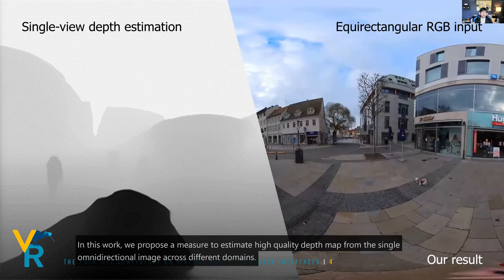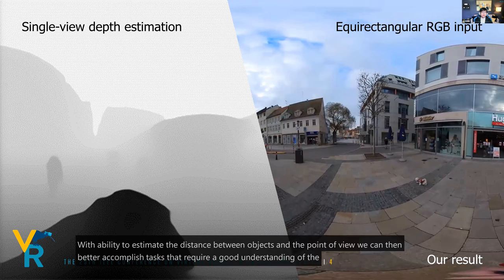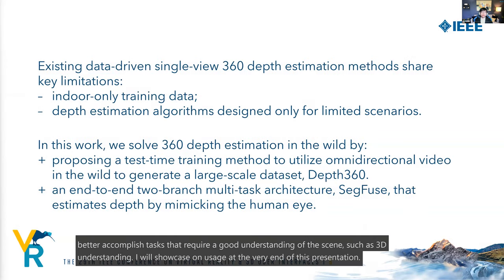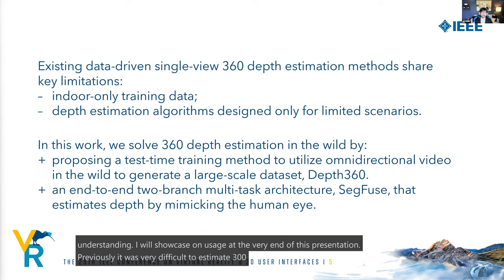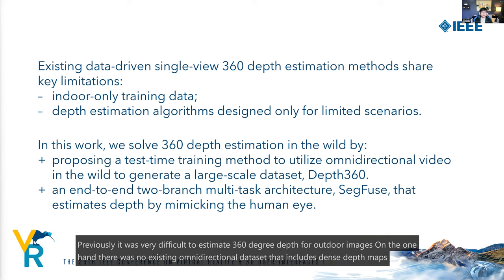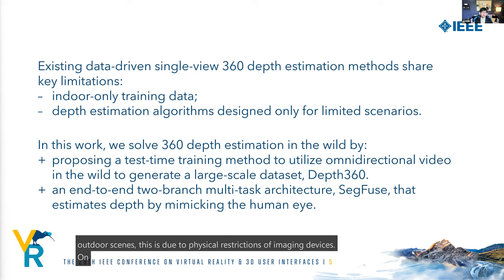With the ability to estimate the distance between objects and the point of view, we can then better accomplish tasks that require a good understanding of the scene, such as 3D understanding. I will showcase some usage at the very end of this presentation. Previously, it was very difficult to estimate 360 degree depth for outdoor images. On the one hand, there was no existing omnidirectional dataset that includes dense depth maps for outdoor scenes. This is due to physical restrictions of imaging devices. On the other hand, existing methods designed for only indoor scenes show bad performance when we input outdoor datasets.